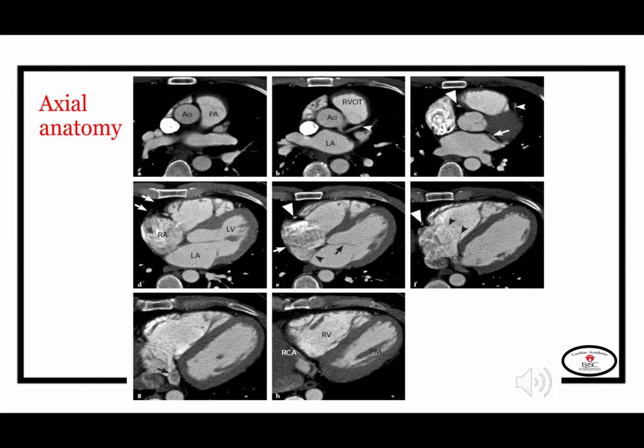As for the axial images, we have to know the axial anatomy of the heart and the coronary arteries, starting from the level of the great vessels, as we can see in the upper left image, down to the diaphragmatic surface of the heart. And as we go through the axial anatomy of the heart and its coronary arteries, we can see different segments of the cardiac chambers and the coronary arteries.